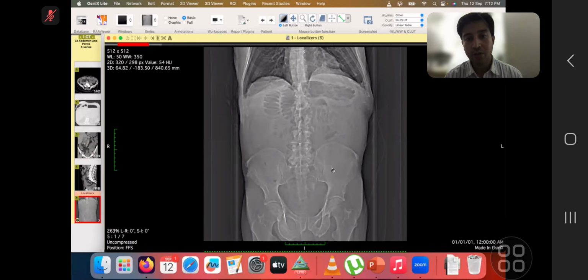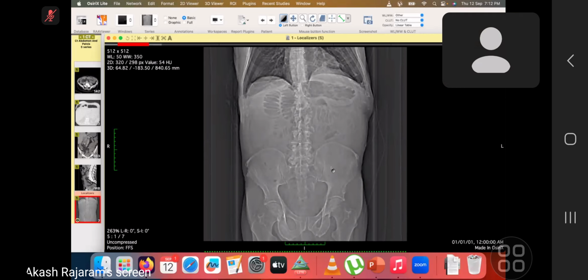Yeah, you can start with the topogram. He has a past history of right inguinal hernia, and he comes with vomiting and constipation right now. I'm reviewing the topogram for this patient who has had a previous right inguinal hernia, who has come with vomiting.